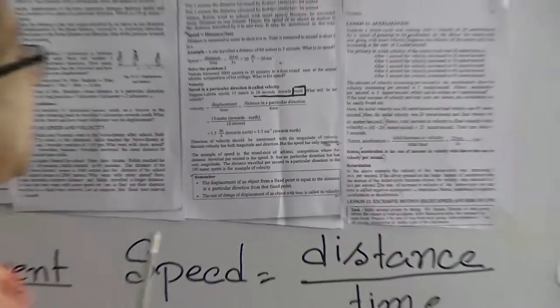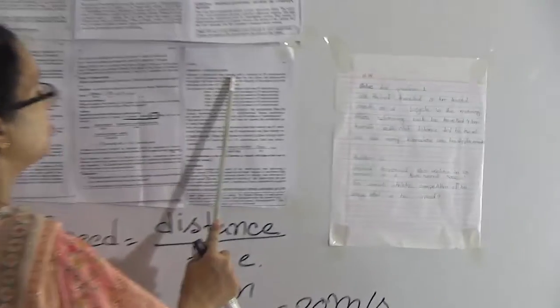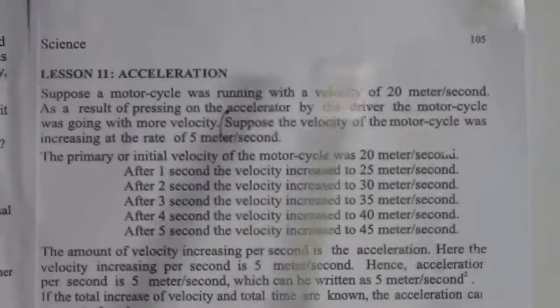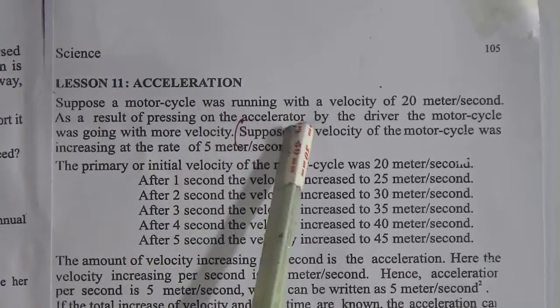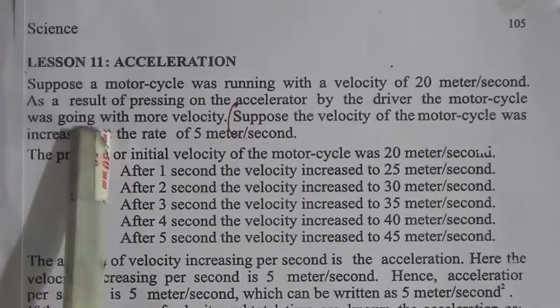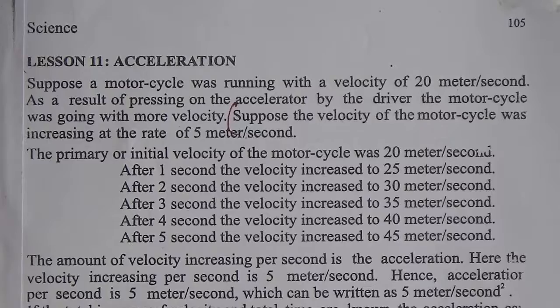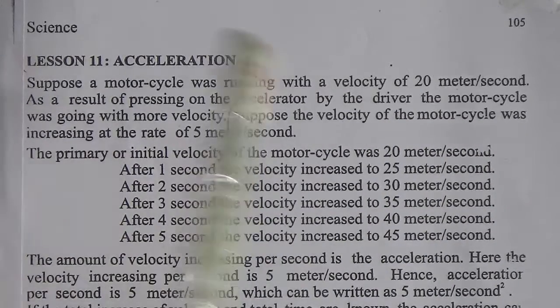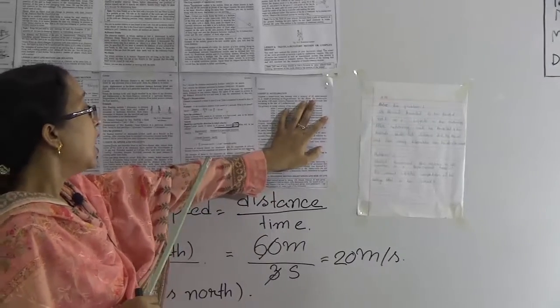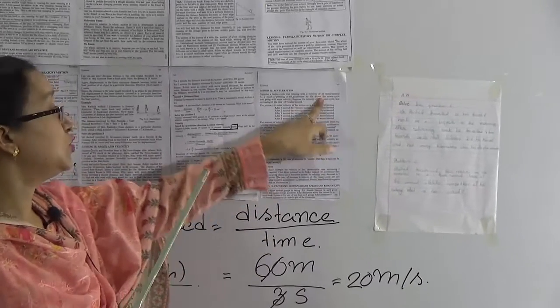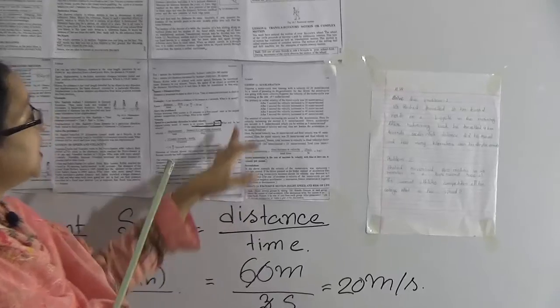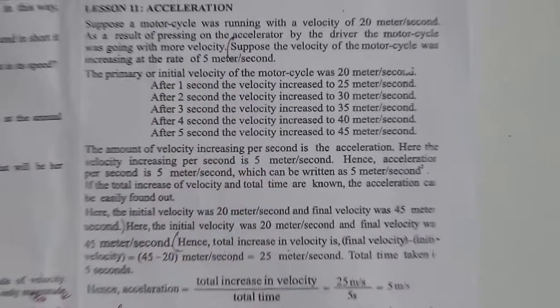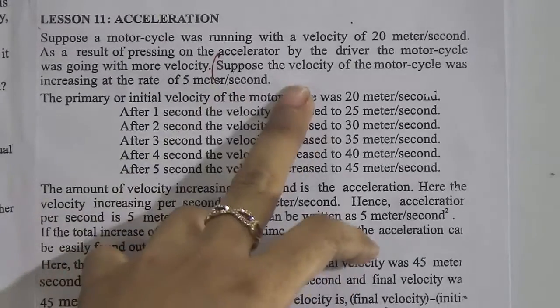Now acceleration. Suppose a motorcycle was running with a velocity of 20 meters per second. As a result of the driver pressing the accelerator, the motorcycle was going with more velocity. Suppose the velocity of the motorcycle was increasing at the rate of 5 meters per second. So a motorcycle was running at 20 meters per second, and it increased its velocity at the rate of 5 meters per second.